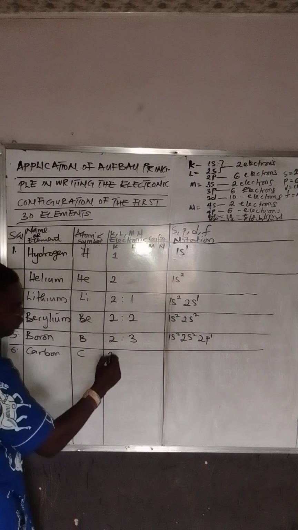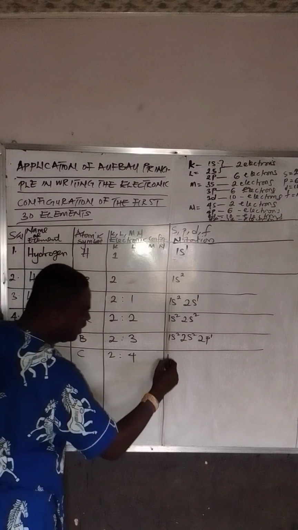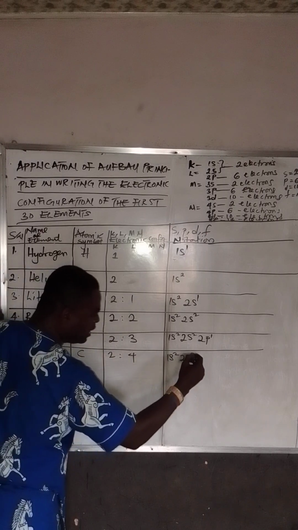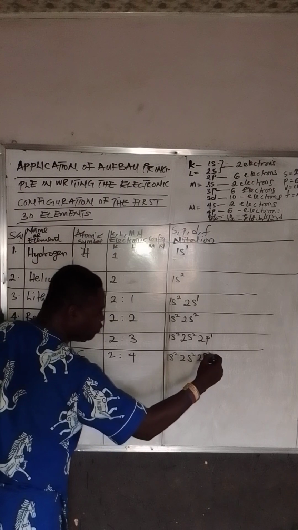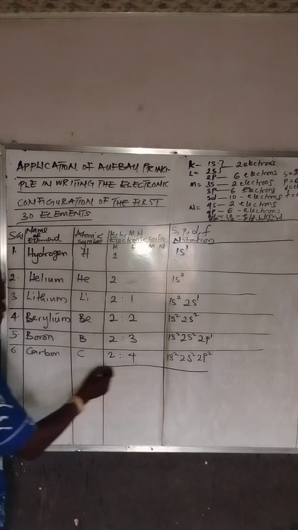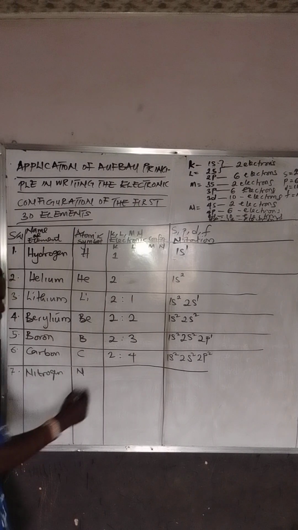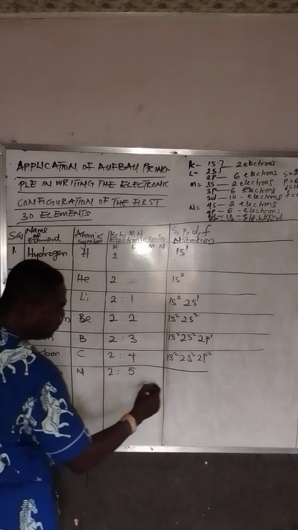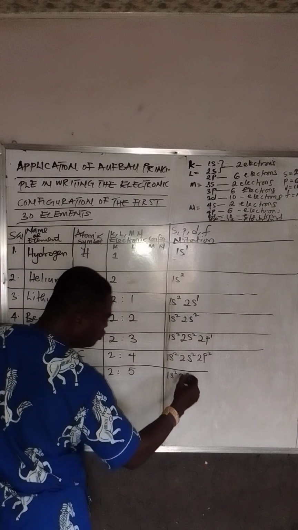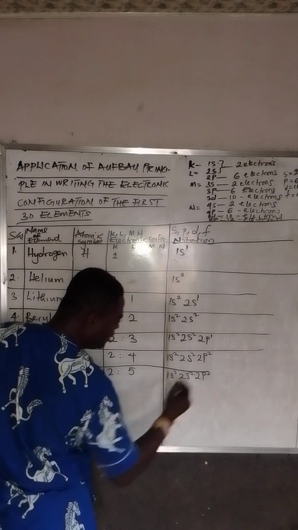Carbon C, 2 to 4. Then the configuration will have 1s2, 2s2, 2p2. Now, then we have nitrogen. Nitrogen N, which is 2 to 5, will now be 1s2, 2s2, 2p3.